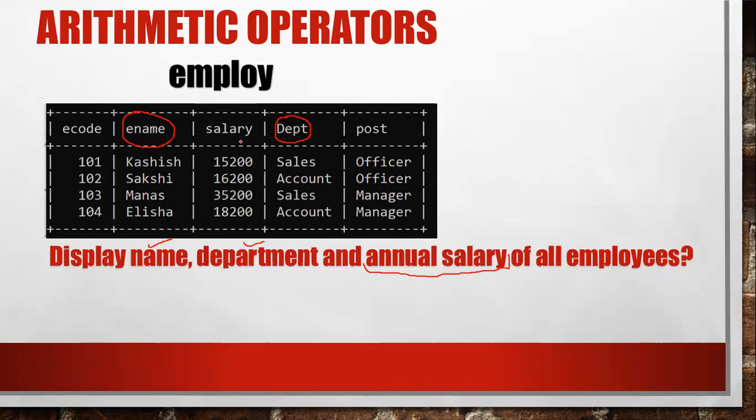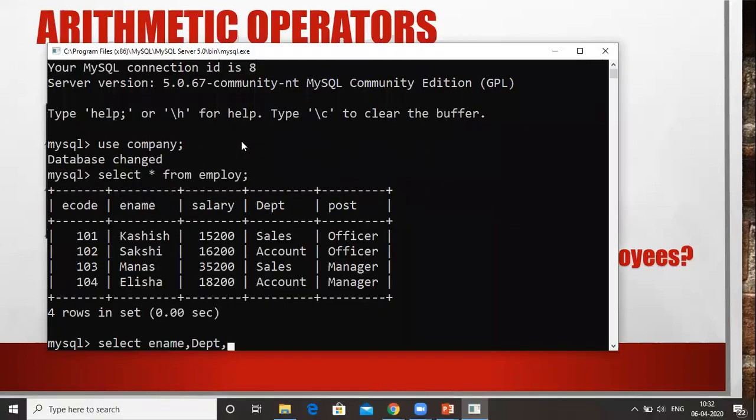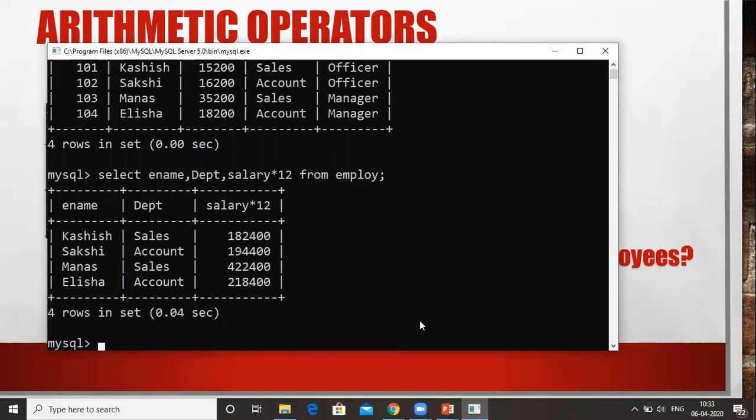So what we will do, we will multiply this salary by 12 to get the annual salary. So salary multiply by 12. After that we simply write from, then the table name is employee. As we have seen in the select command also, we have to write the select, then the field name which we want to display, and then from, and then the table name. So when we press enter, we get the result ename, department and the annual salary.